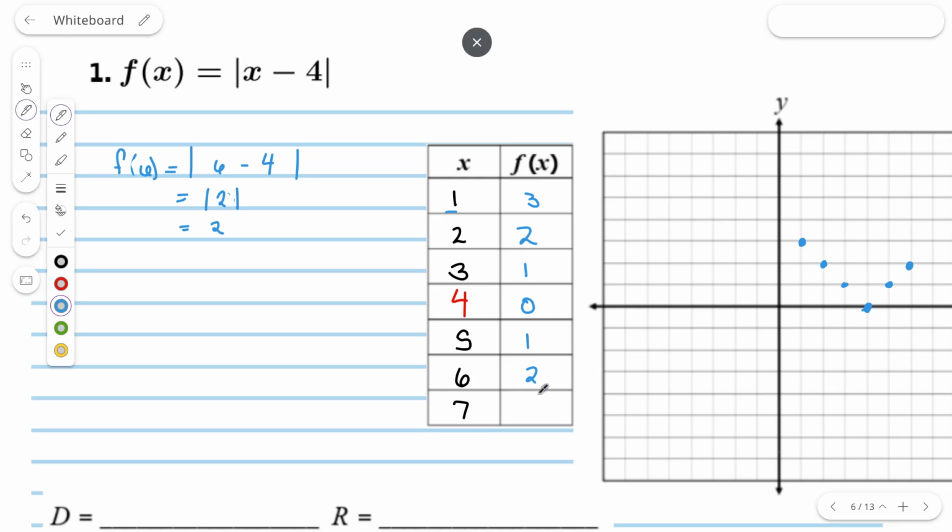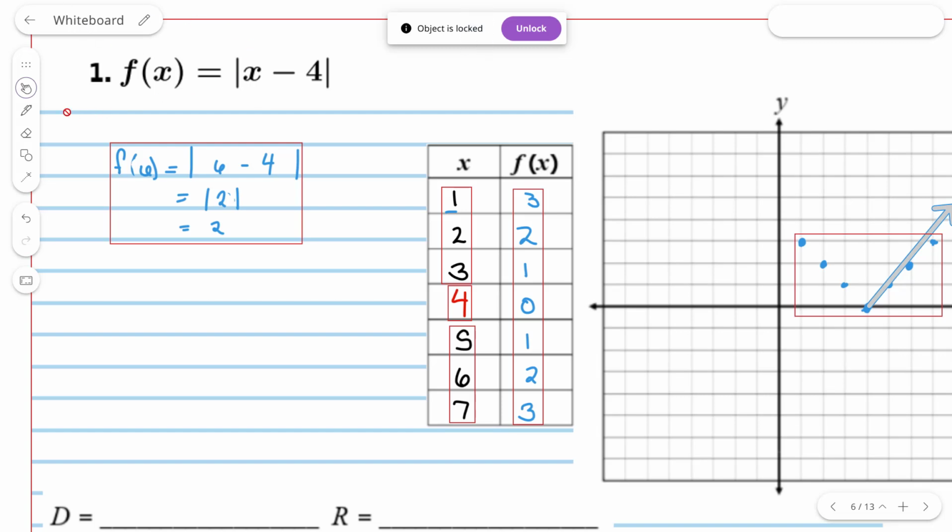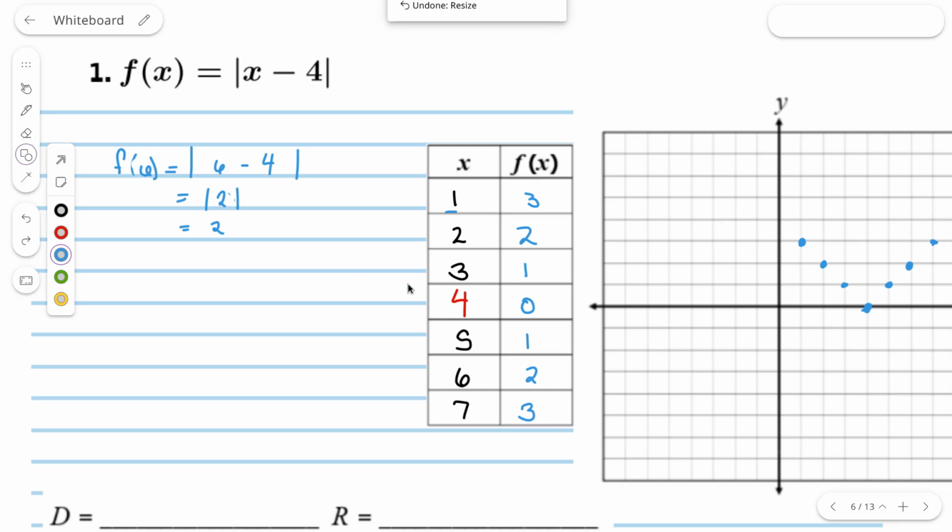And therefore, when I do 7, 7 minus 4 is 3. Absolute value of that is 3. And so you don't have to show the work each time. The work is just a tool for us to see what's going on. And so we have the arrow going up to the left. And then we're also going to do the arrow going up and to the right.